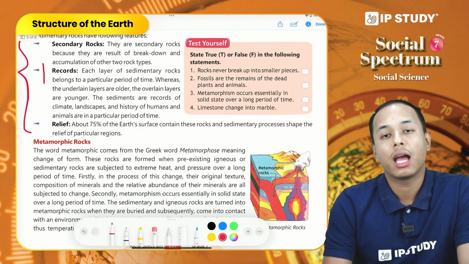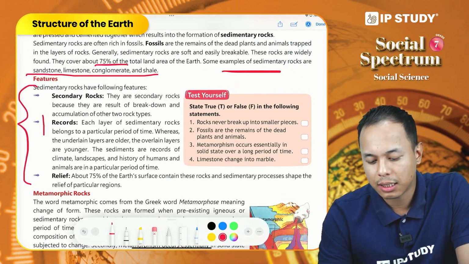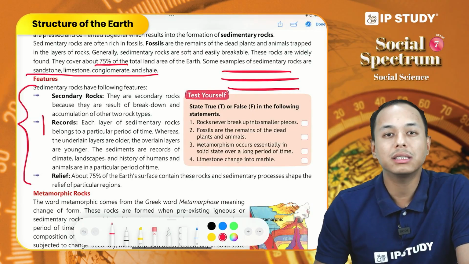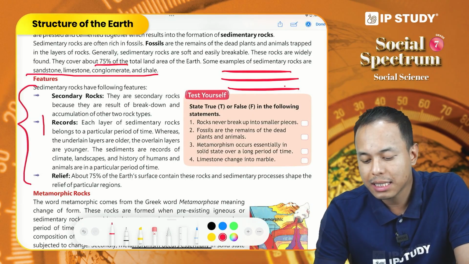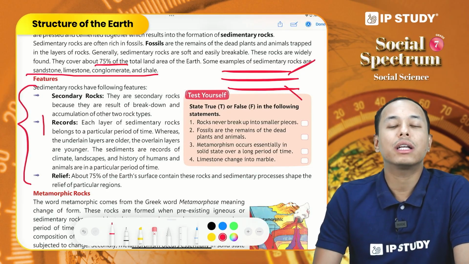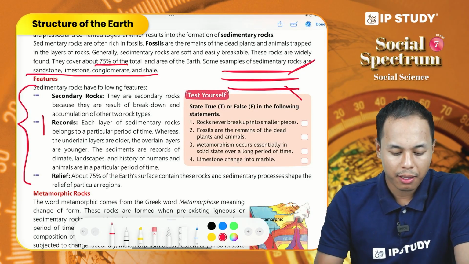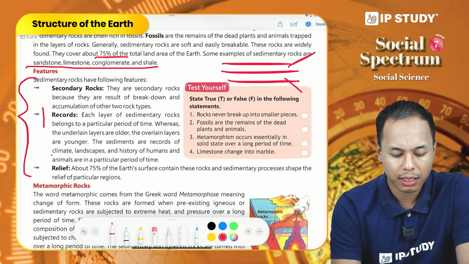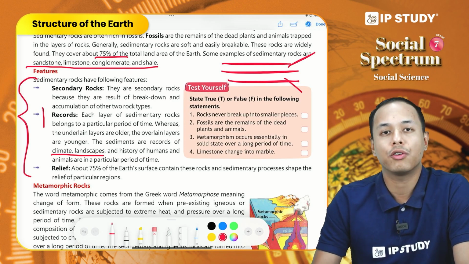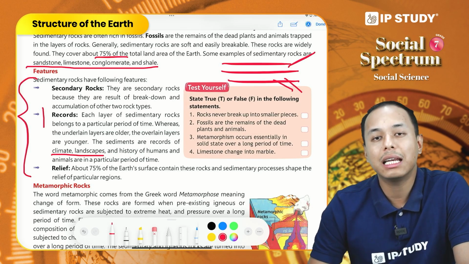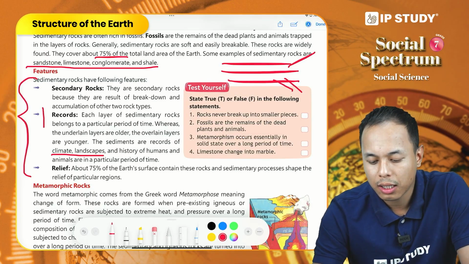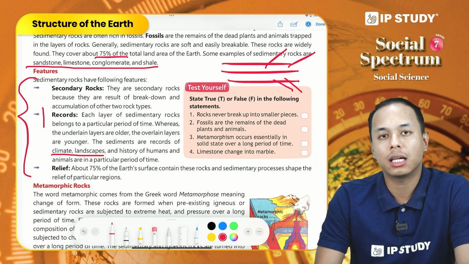As I already discussed, layers and layers of sediments cement and become compact to form sedimentary rocks. These layers show or tell us different information like the climate, landscape, history of humans and so on. And one thing, the underlying layer is older while the overlying layer is younger. Okay.